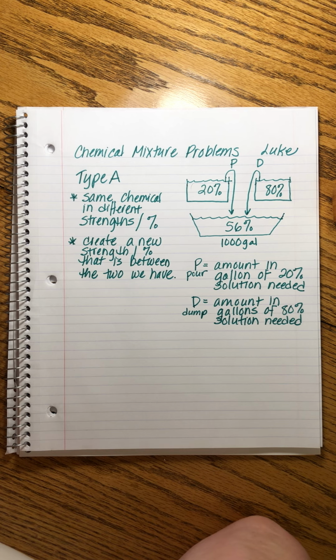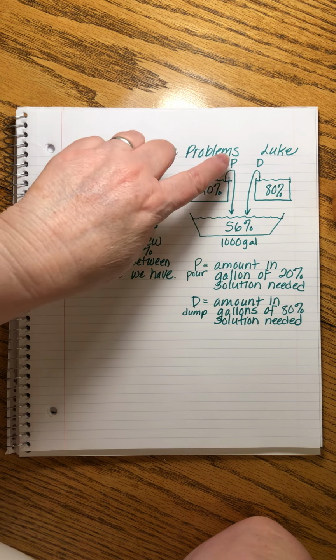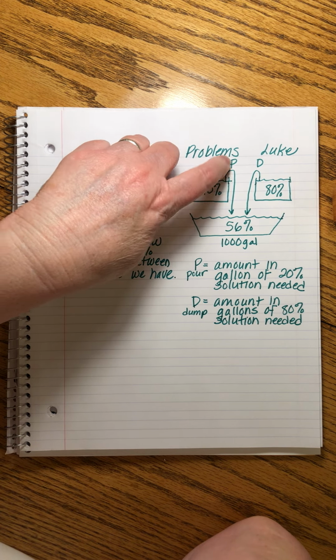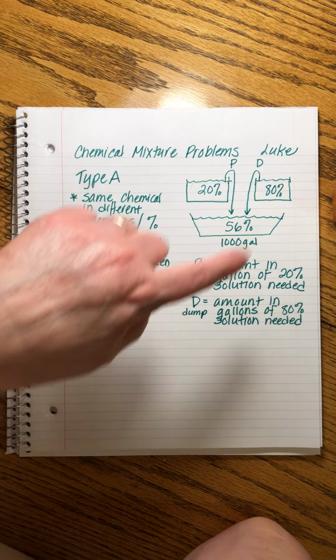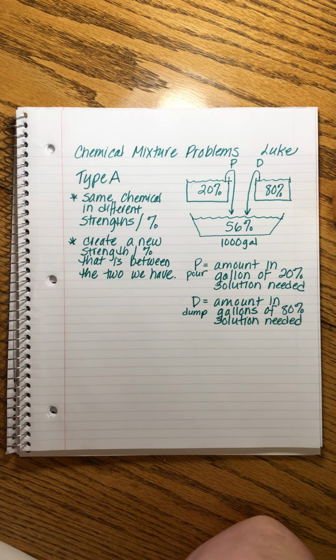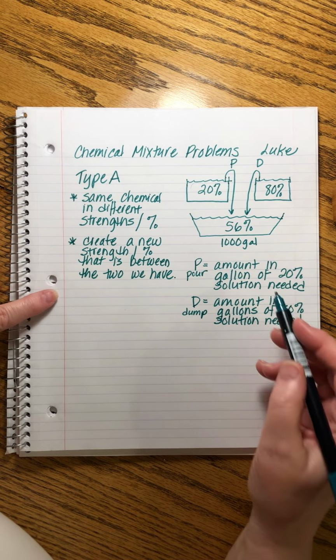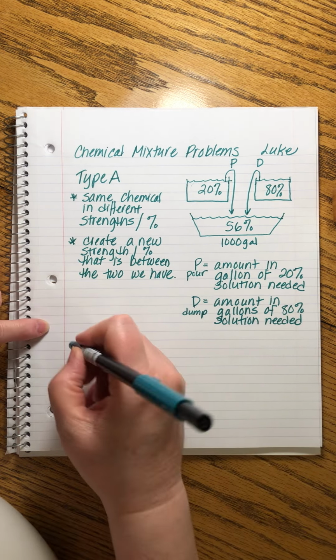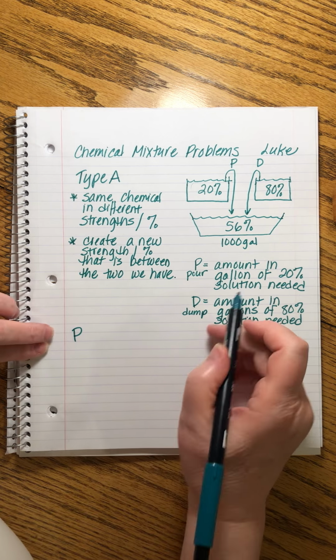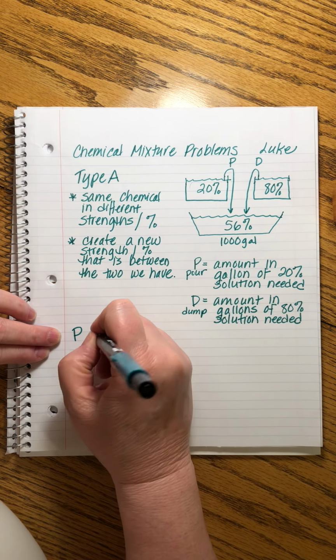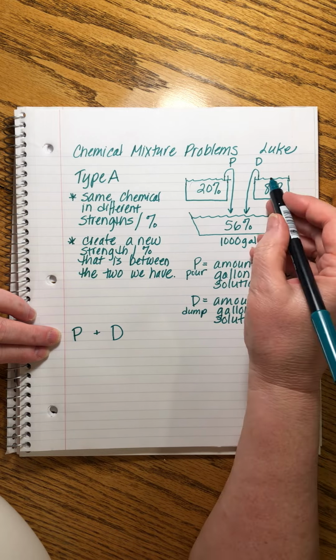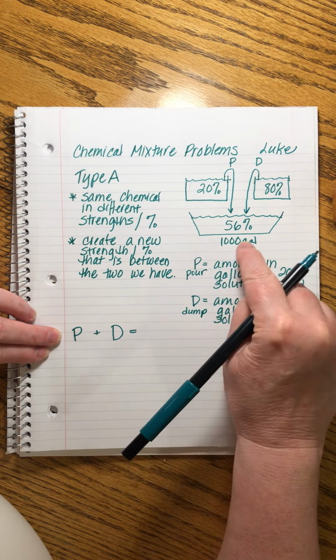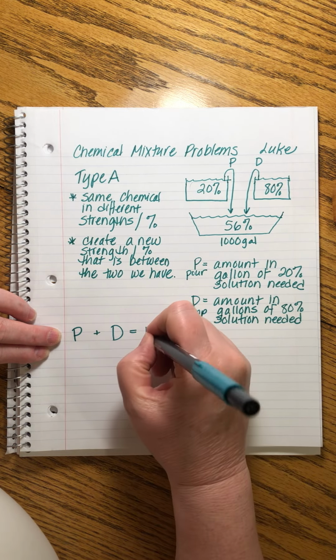So we're going to write a system of equations that will allow us to figure out how much we poured in and how much we dumped in. Two ways of saying the same thing. John just wants us to have different letters. I think it's a fun, clever way to set up the variables. So we know that that amount is gallons. So the amount that we pour in of the 20% plus the amount that we dump in of the 80% has to equal 1,000 gallons.